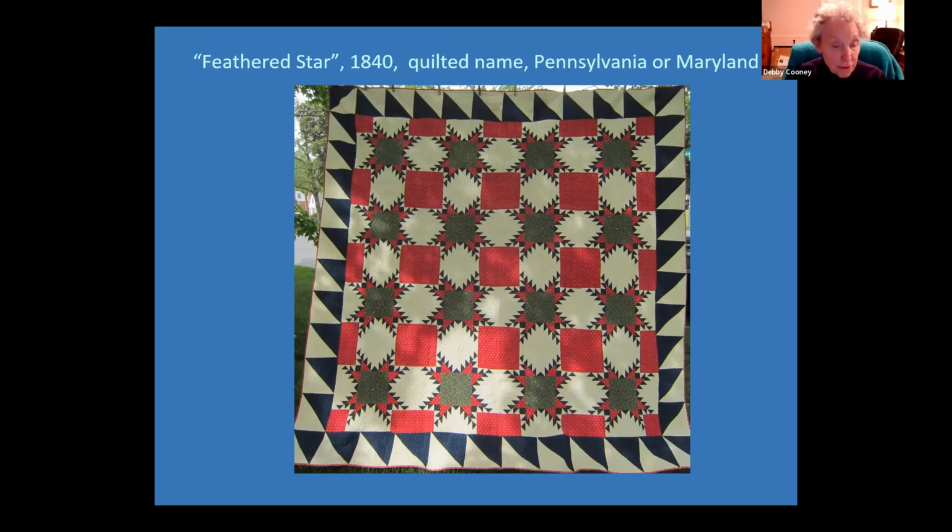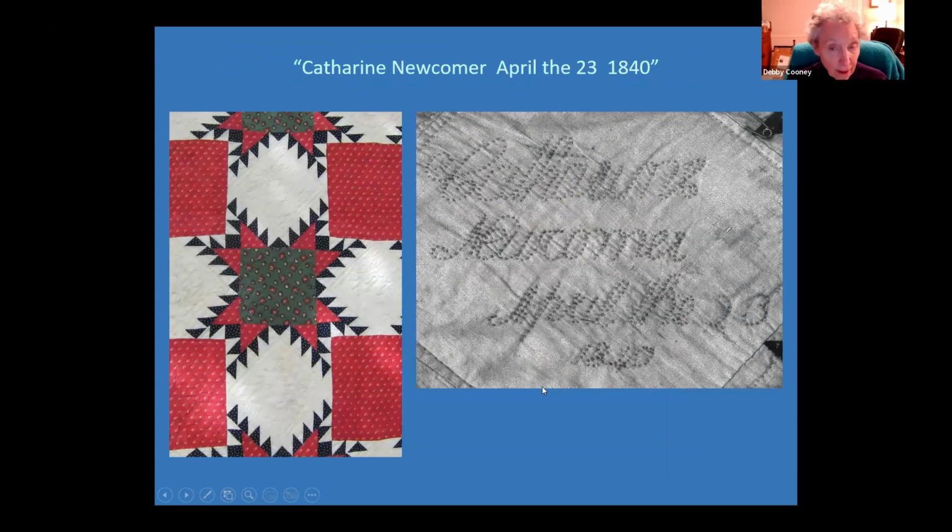Well, this feathered star I found near Harrisburg, Pennsylvania, and it was supposed to be local. It's got nice, strong colors and it's quite graphic. But the selling point for me was the inscription, which is down here. And you will see right here, we have Catherine Newcomer, April the 23rd, 1840. I take Catherine to be the maker who finished the quilt.